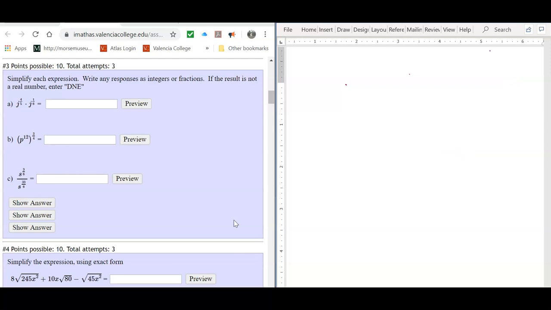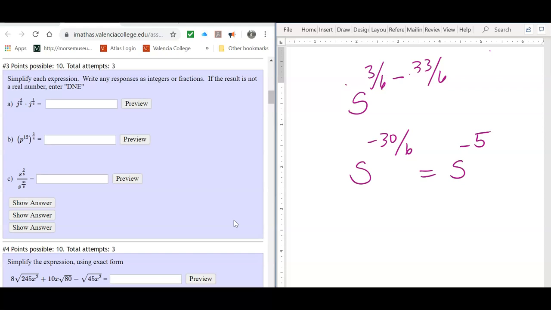We're going to say s to the 3/6 minus 33/6. Well, these are nice because they have the same denominator. So I can just say 3 minus 33 is going to be negative 30 over 6. We keep the denominator the same, which is going to be s to the negative 5.